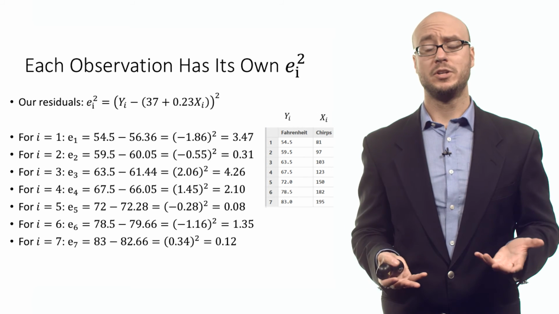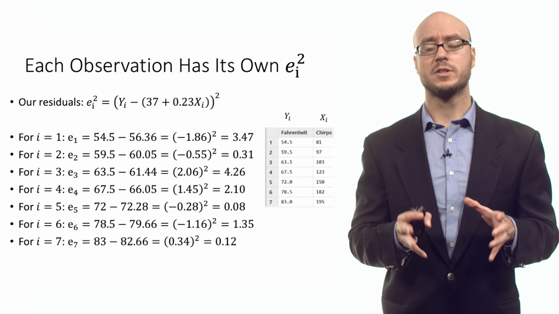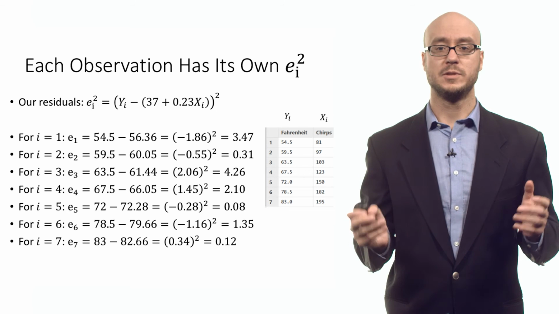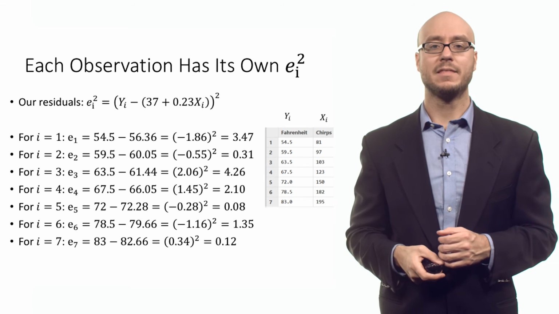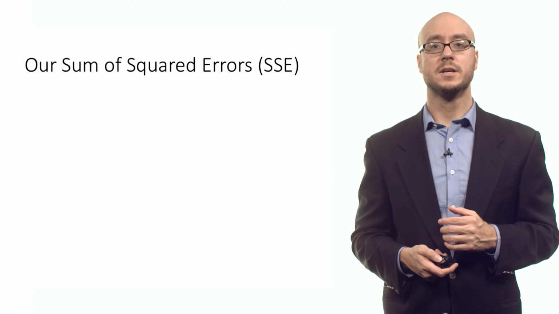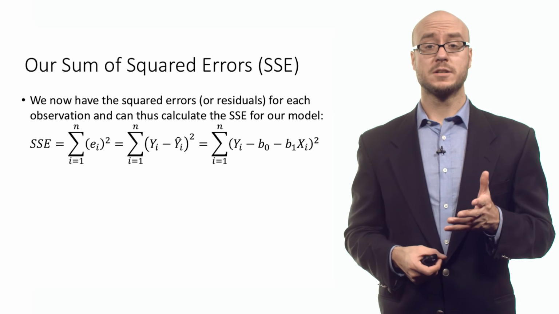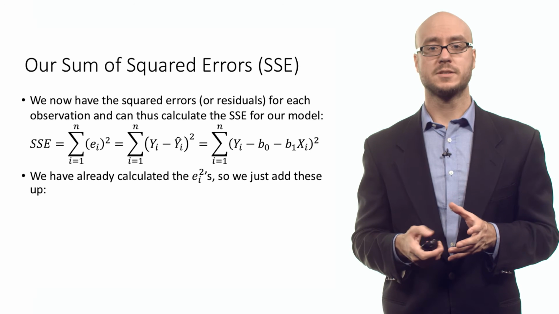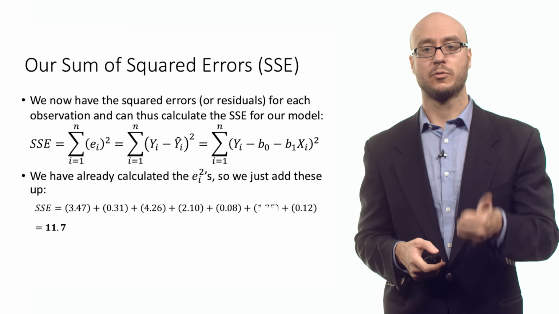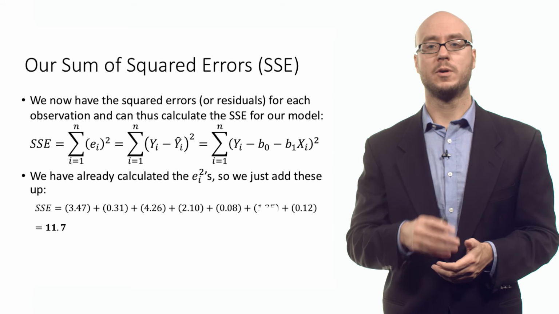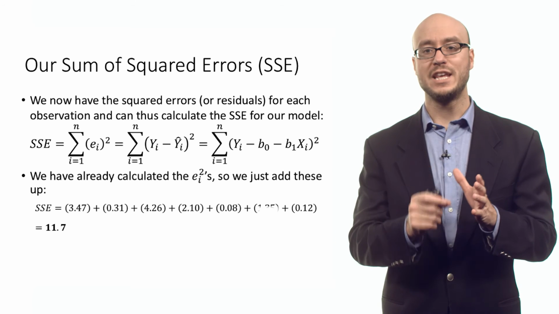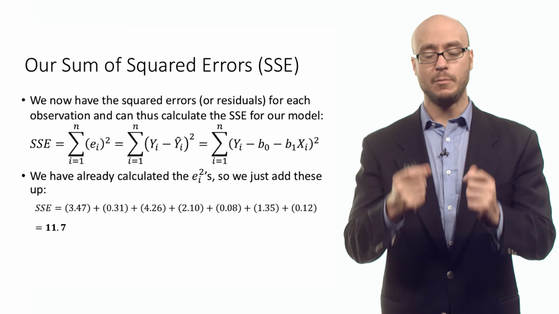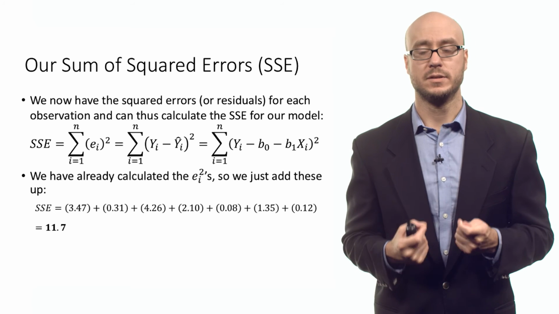Then we want to add these all up, because that's all the sum of the squared errors is. We take all the errors, we square them, and then we add them all up. It's the sum of the squared errors. We already calculated these squared errors, so if we add them up, we get 3.47, 0.31, and so on for each row of our data set, for each observational unit. And we get this value of 11.7.